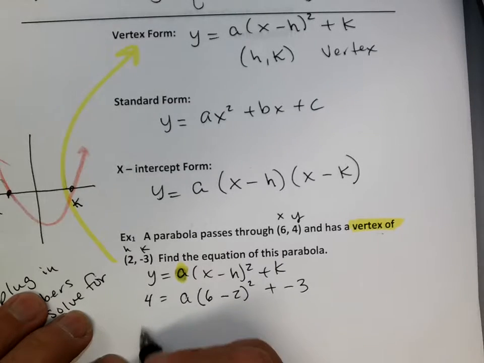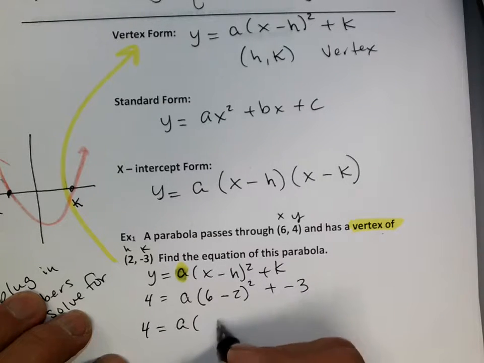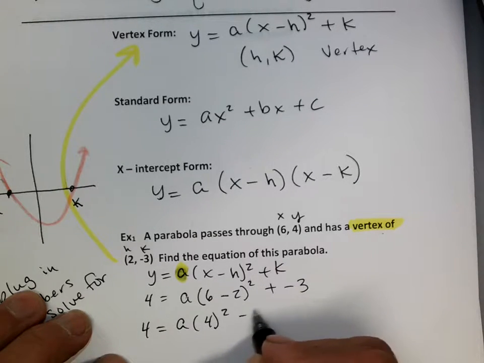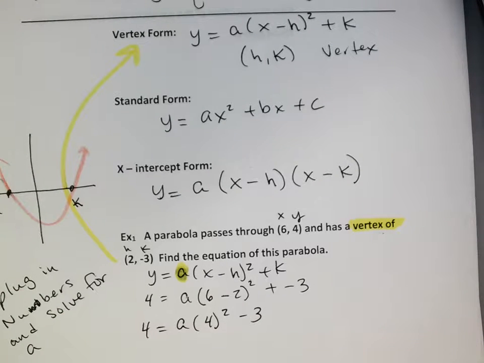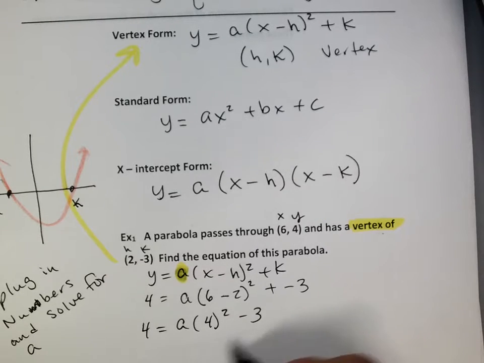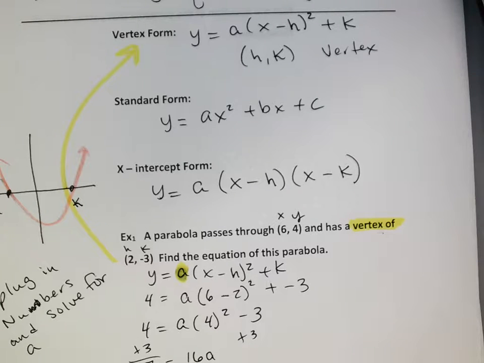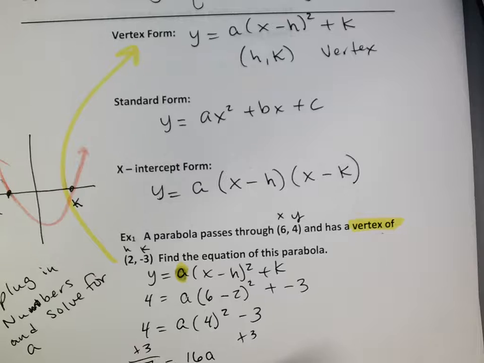So I've got a 4 equals A times 4 squared minus 3. So I just went 6 minus 2 is 4, right? I need to solve for A, so that's just a solve for X kind of thing. So I'm going to go plus 3 plus 3. I've got 7 equals 16A. All right, 16 because I went 4 squared. I divide by 16, and I know that A is equal to 7/16.